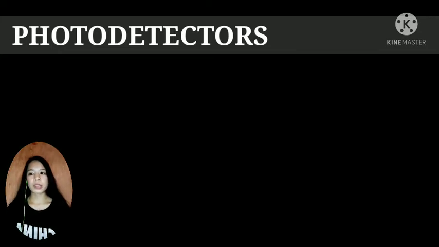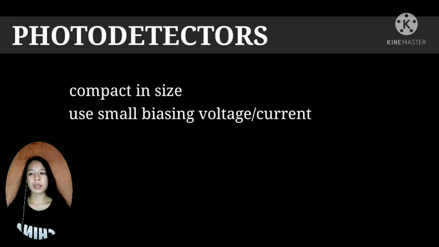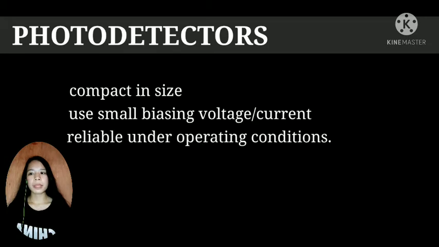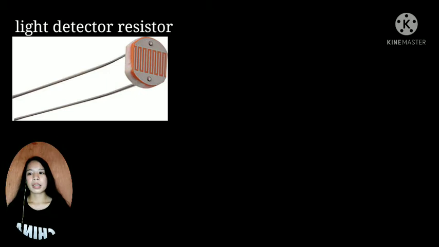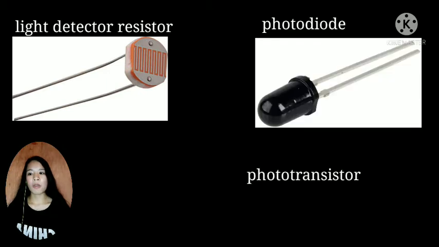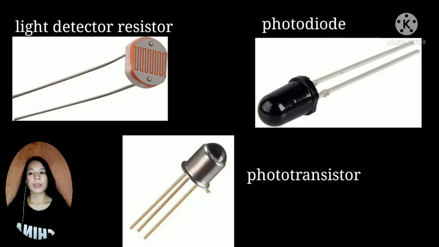The photodetectors must also be compact in size, use small biasing voltage and current, and be reliable under operating conditions. So the best known devices of these types are the light-dependent resistor, the photodiode, and phototransistors. For this topic, we will also be discussing the light-dependent resistor.